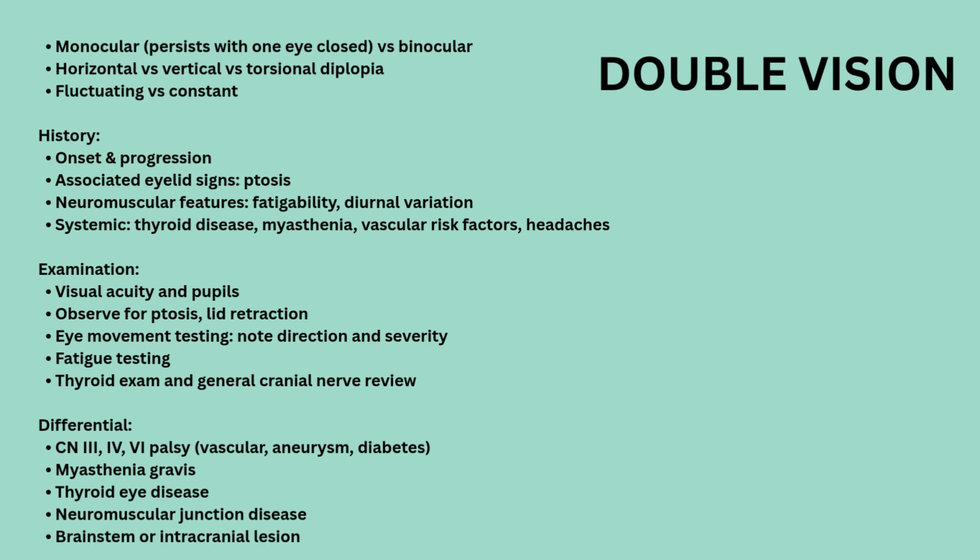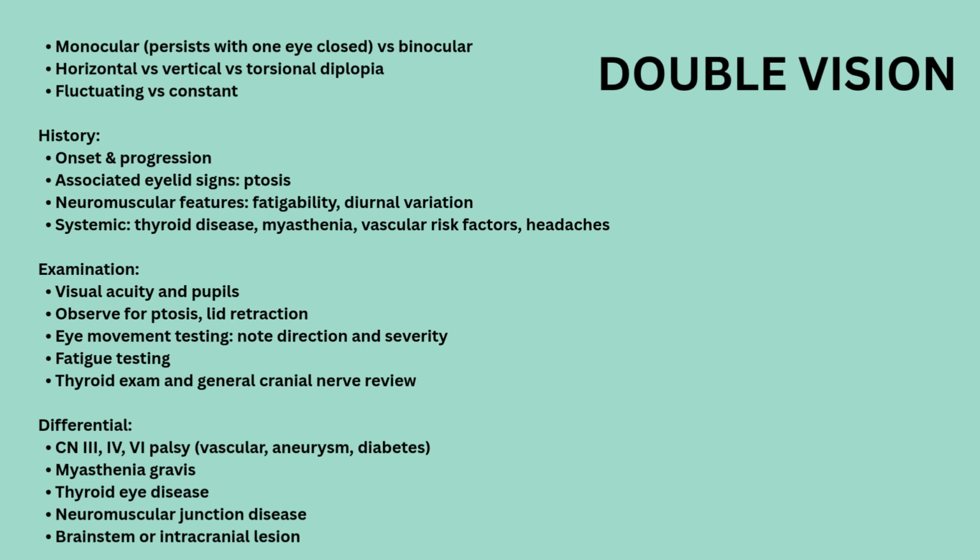Monocular would mean that if the patient closes one eye, it would still persist, and binocular means that on covering one eye, it's relieved and the double vision is gone. So it might seem a bit confusing, but you need to memorize this.